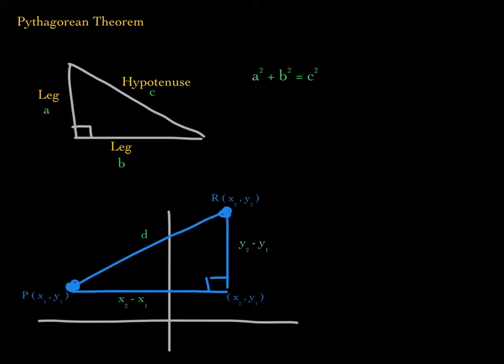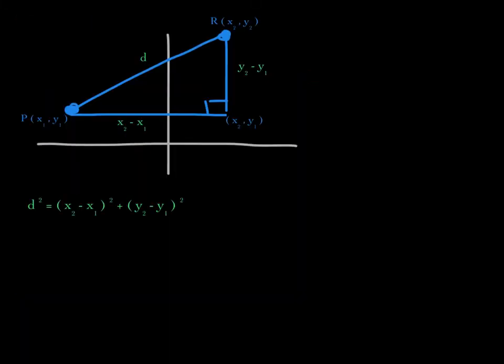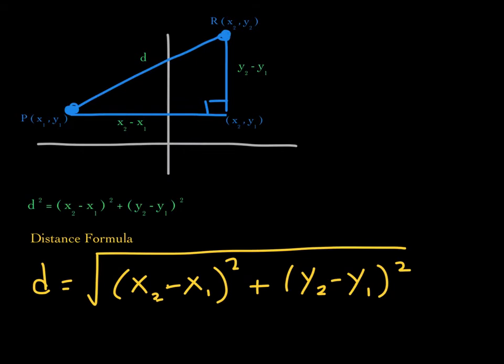Well, we can use the Pythagorean theorem to say that d squared is equal to this leg squared plus this leg squared. That's what the Pythagorean theorem says. So we have d squared is equal to this expression. Solving for d, we can say that d is equal to, and this is the distance formula, the square root of the sum of the squares of the difference of the x coordinates and the square of the difference of the y coordinates.